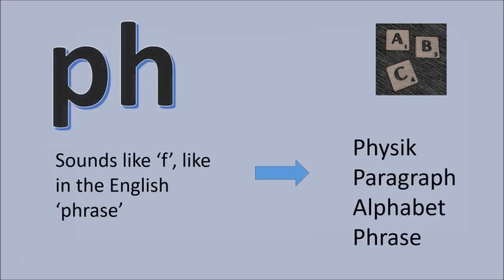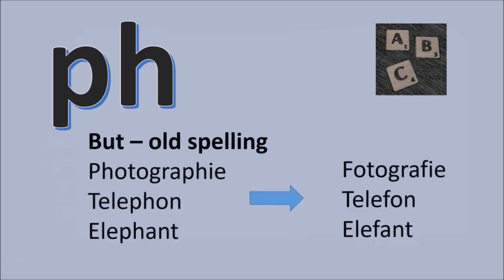PH. That's like the F in English, like in the word phrase. So Physik, Paragraph, Alphabet, Phrase. There's a little but, because we used to have more words spelled with a PH. Fotografie, Telefon, Elefant. But because they so obviously sound like an F, during the spelling reform in 1995, that's been changed. So nowadays, you'll find the words written as with an F. Fotografie, Telefon, Elefant.